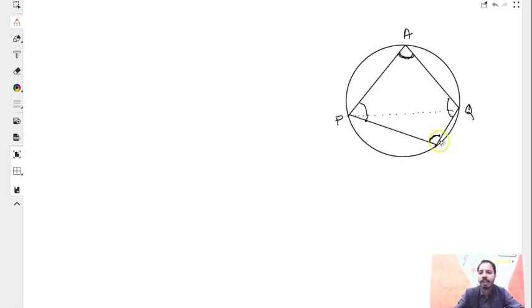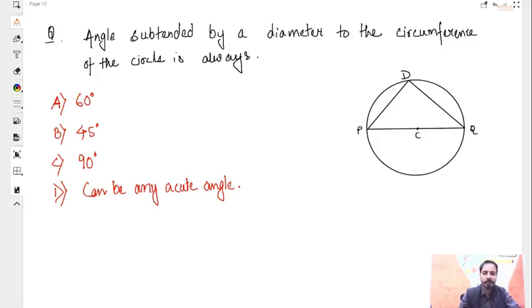Now this point can be anywhere in this segment. It does not matter. It can be somewhere here also. It does not matter. Why? Because this angle and this angle are the same, so it doesn't matter. Okay, now let me go to the next one.